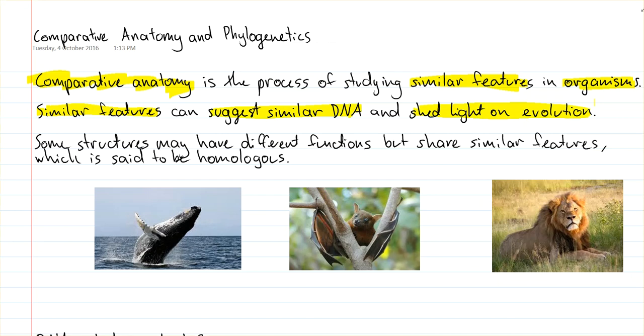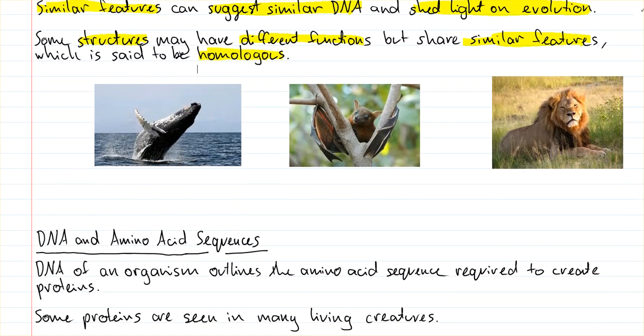So if we have two organisms that have similar features, this may lead us to believe that there are similarities in their DNA, and it can give us some sort of information about evolution and evolutionary processes. If we look at some particular structures in some organisms, even though these structures may have different functions, they may share similar features, and they might be quite similar structurally. So what we say is if we have structures in the body which share similar features yet different functions, we can term these homologous structures, or homologous features.